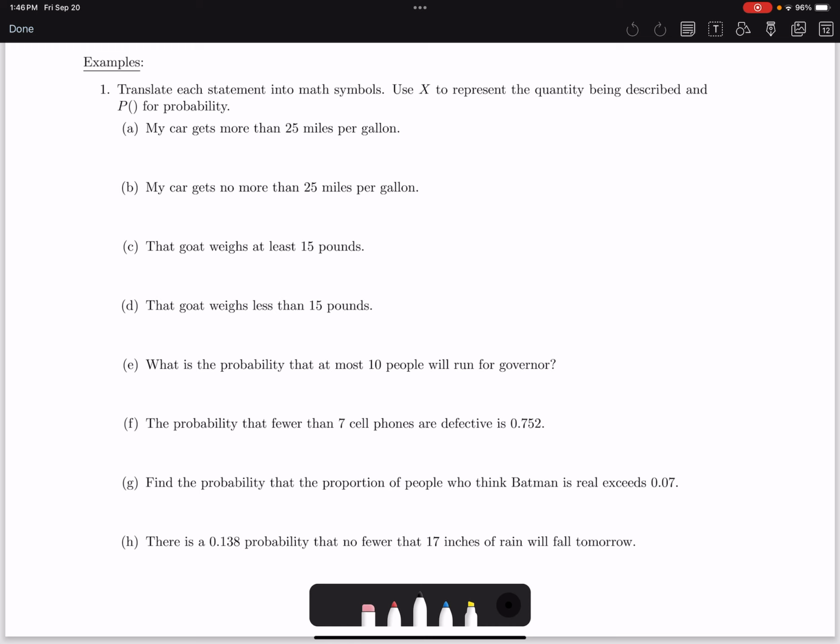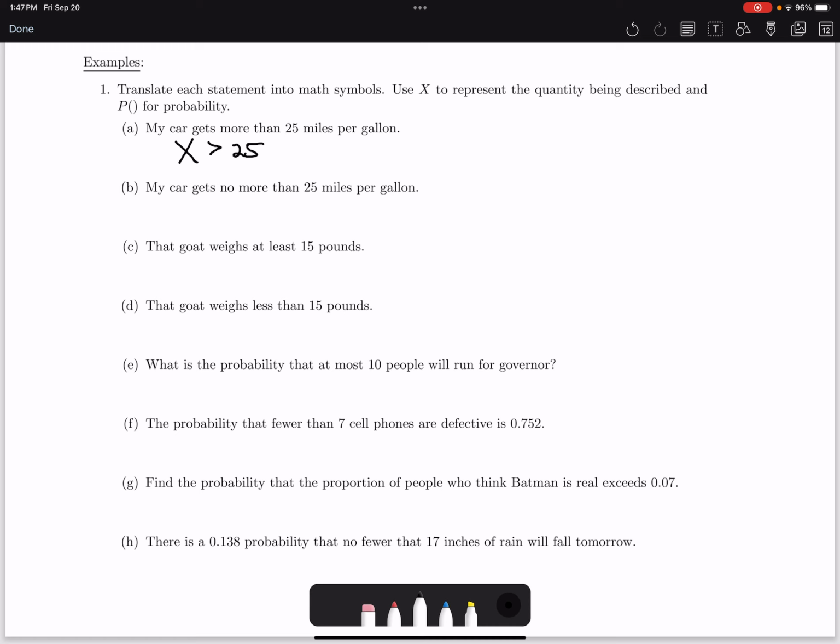Okay, so part A says, my car gets more than 25 miles per gallon. So we're going to use X to represent the number of miles per gallon that my car gets. And we're told that it gets more than 25 miles per gallon. So we would encode that as X is greater than 25. And by the way, as I'm going through these, you should pause the video and see if you can answer these questions on your own. But let's look at part B.